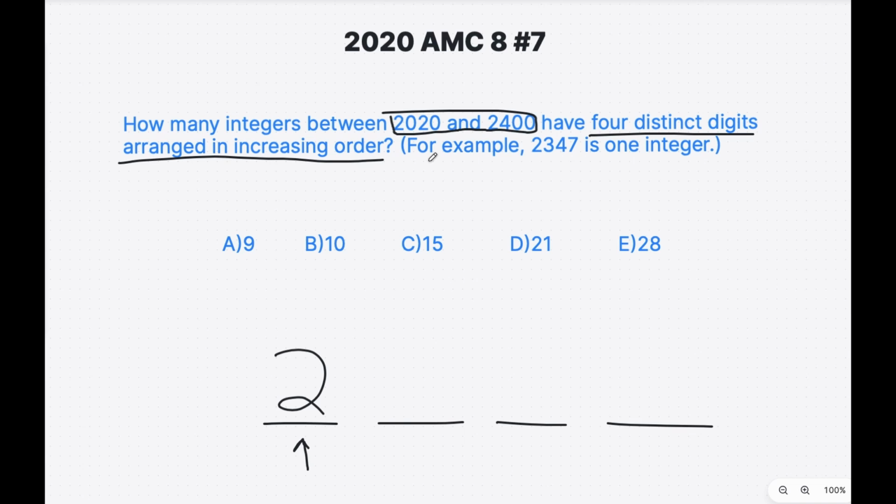And if I look a bit closer, I can see that the hundreds place also only has one possibility. Since this integer has to be greater than 2 because it needs to be arranged in increasing order, and it needs to be less than 2400, it has to be between 2 and this 4 here. So the only number that satisfies that is 3. Now, this is where combinations come in when deciding how many ways we can fill in these 2 digits.